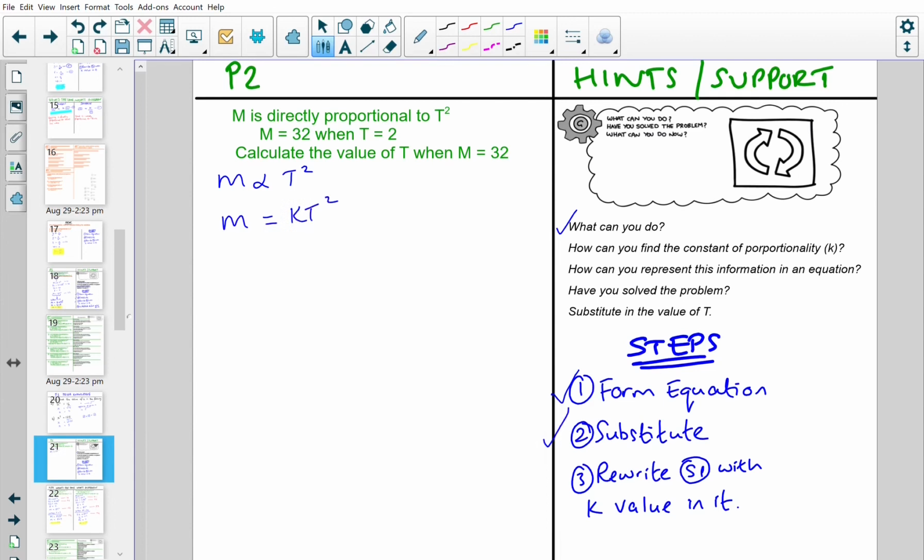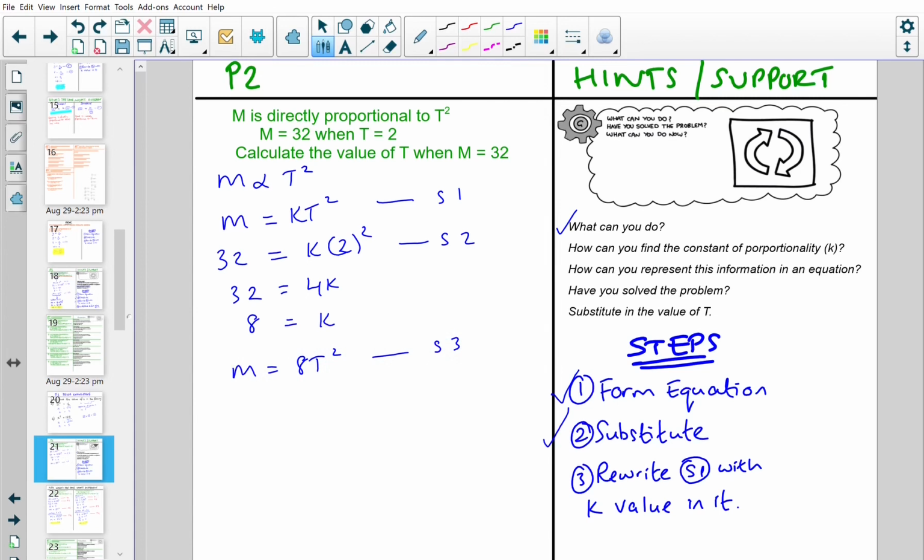Then, again, as normal, we substitute. When m is 32, we're trying to find k. The value of t is 2, to the power of 2. Again, on the right hand side, 4k, 32 on the left. Divide by 4 on both sides gives us k equals 8. Again, this is step 1. Substitution part is step 2. And then to get the final answer, substitute this value back into step 1, 8t squared. That is step 3.